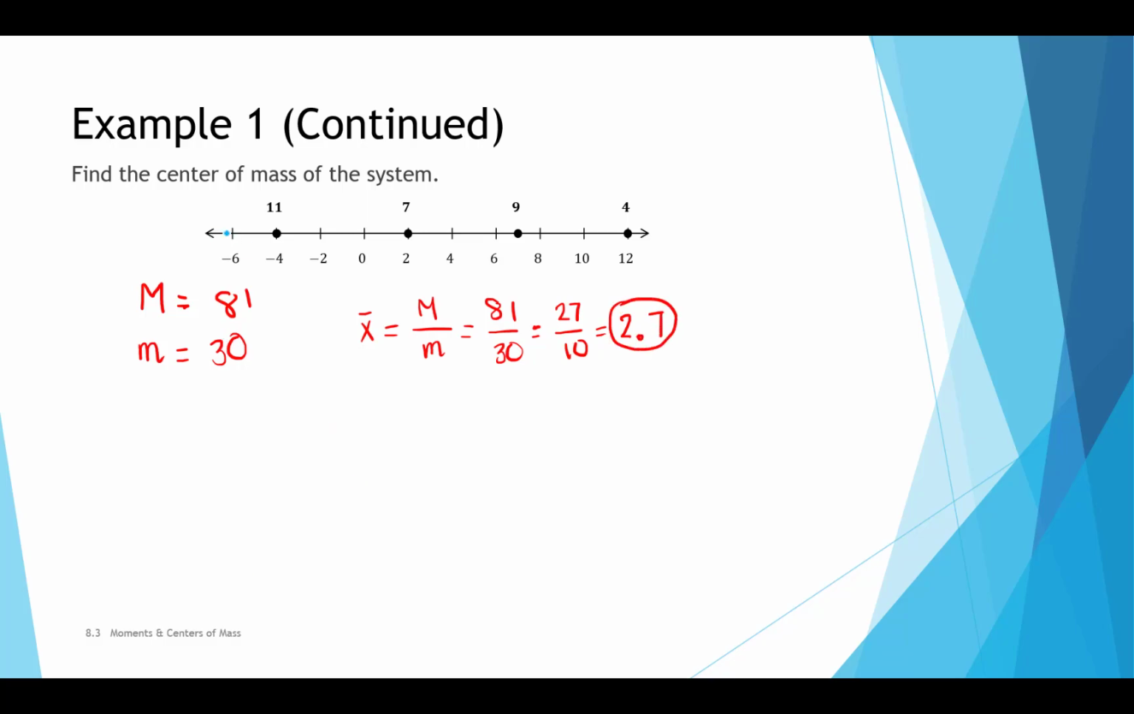As far as understanding, that means that this number line, if we put a fulcrum at 2.7, would balance right here on the fulcrum. The moment, the tendency to rotate counterclockwise based off these 2 points would be the same as the tendency to rotate clockwise based off those 2 points.